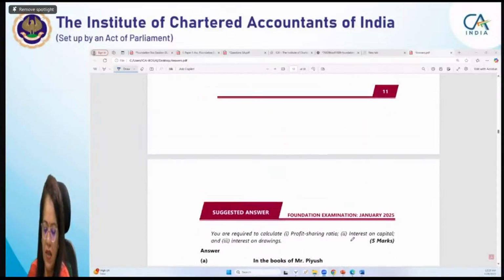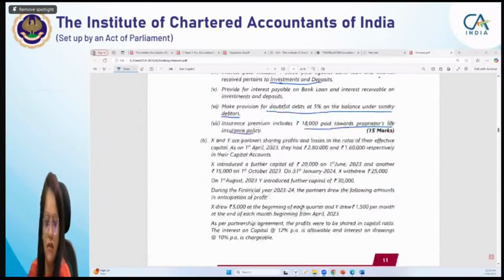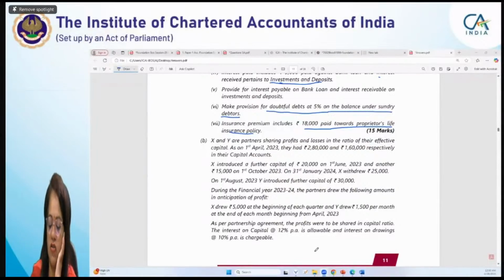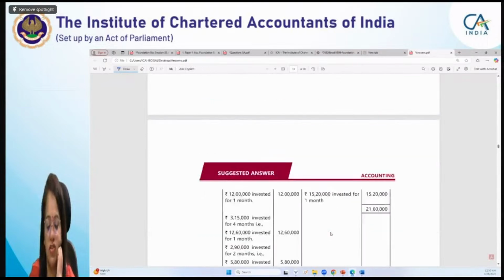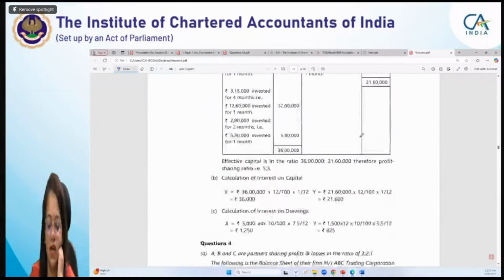Then the third question is again an easier one. This is an illustration question from your study material, where we have to calculate the capitals and interest on drawings. Profit sharing ratio, interest on capitals and interest on drawing. An easier 5-mark question. You can easily calculate.